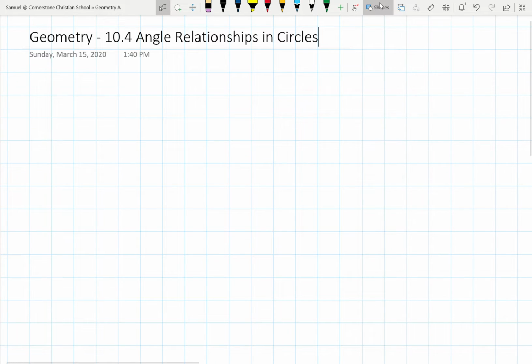Today we are talking about section 10.4, angle relationships in circles. So this is continuing on from inscribed angles and inscribed arcs, what we were working with just the other day.